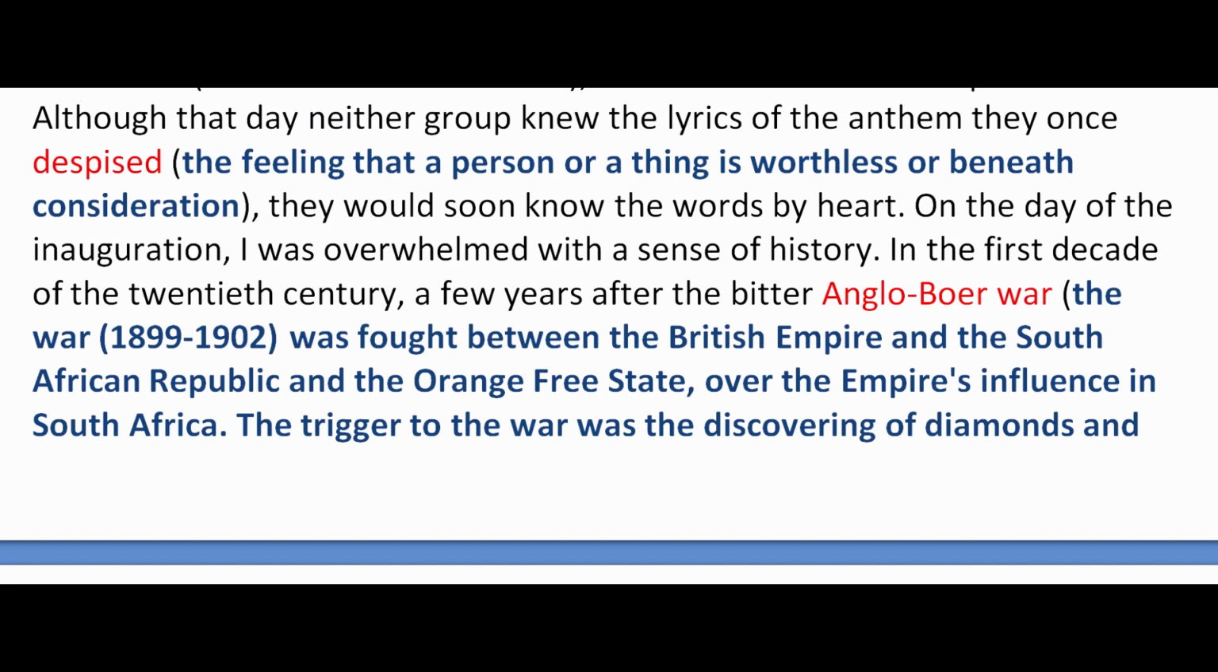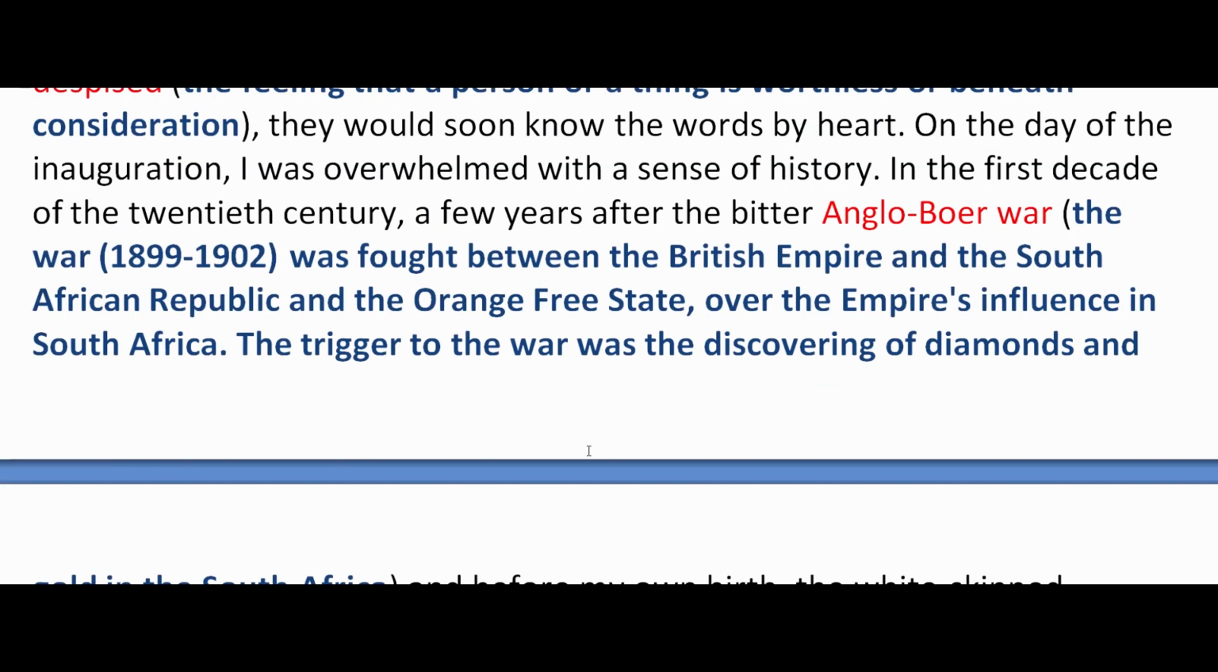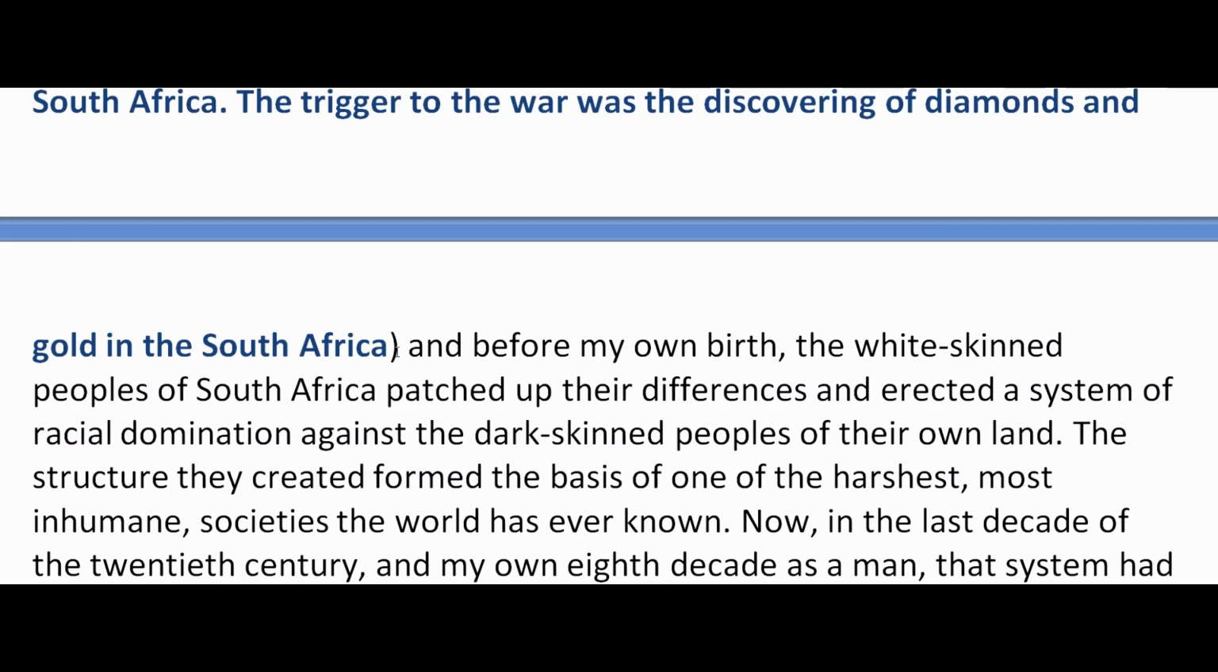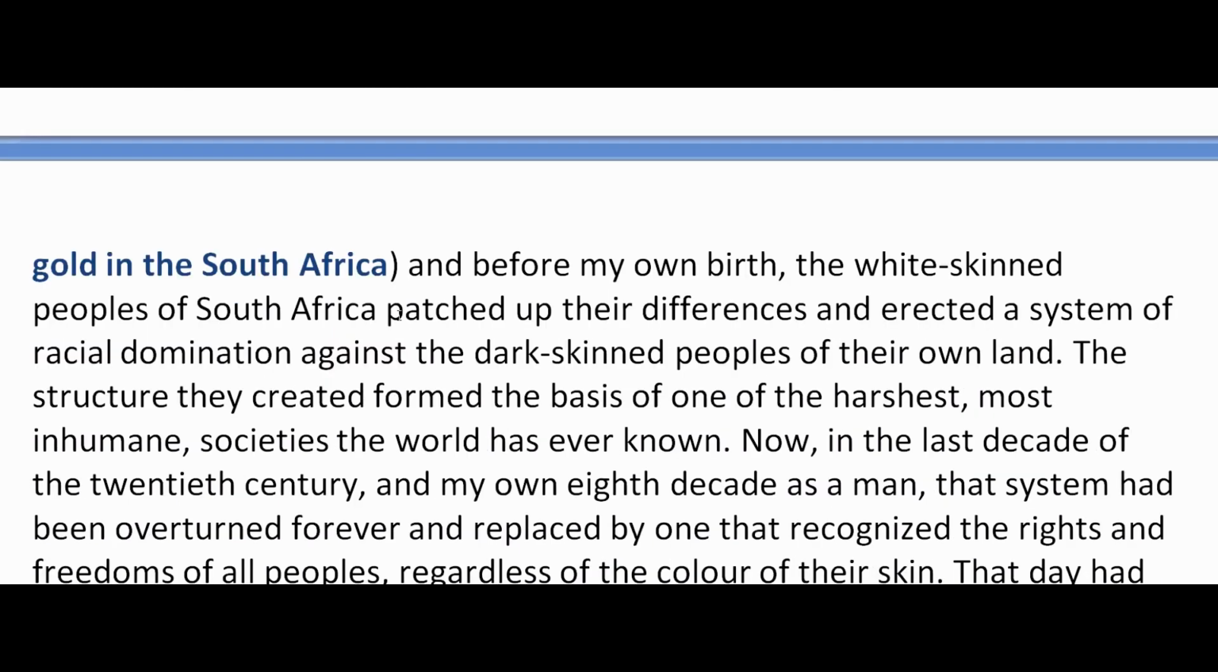And what was the reason behind this fight? It was over the empire's influence in South Africa. The trigger to the war was the discovery of diamonds and gold in South Africa. So this war was all about the discovery of diamonds and gold. He's saying that after that Anglo-Boer War, and before Nelson Mandela was born, the white-skinned peoples of South Africa patched up their differences and erected a system of racial domination against the dark-skinned peoples of their own land.